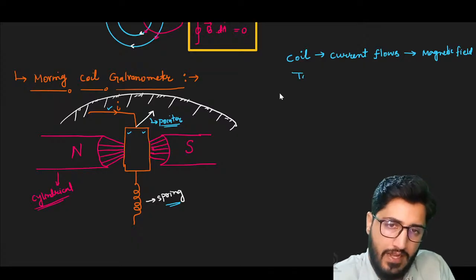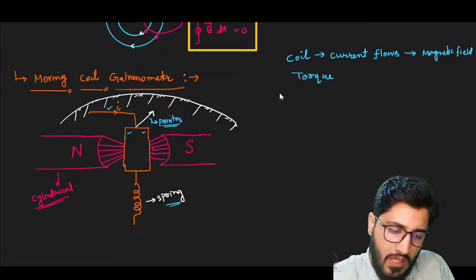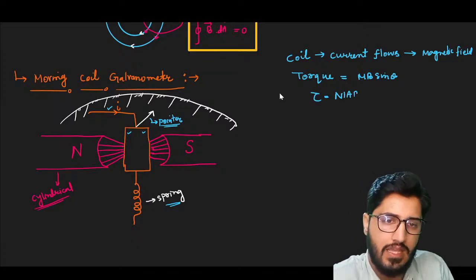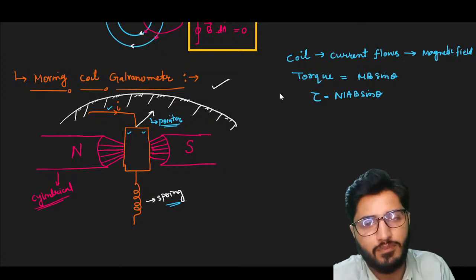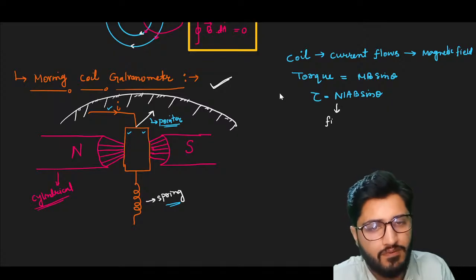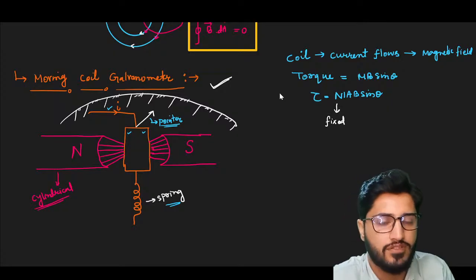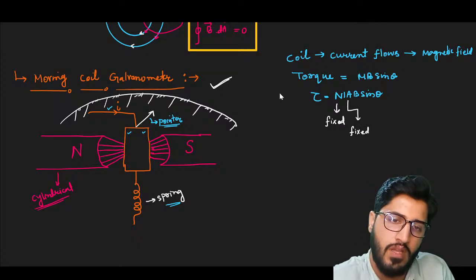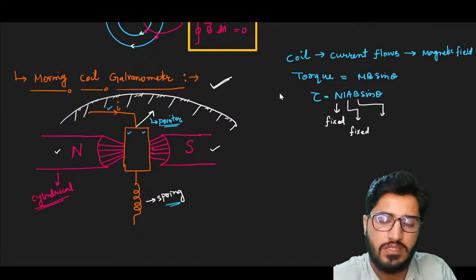That magnetic moment will experience a torque, and torque tau equals MB sine theta. What is M? Magnetic moment, which is NIA. So tau equals NIAB sine theta. If you are buying this moving coil galvanometer from a company, the number of turns is fixed, it is a part of the instrument. Area is also fixed, and the magnetic field is fixed.